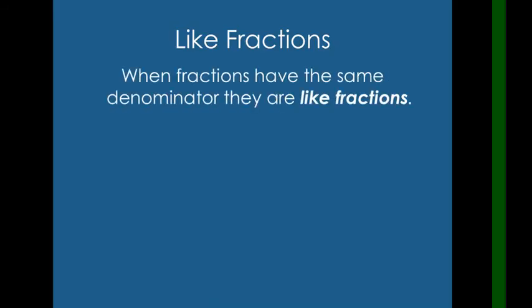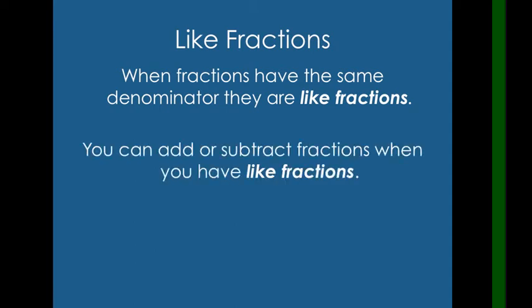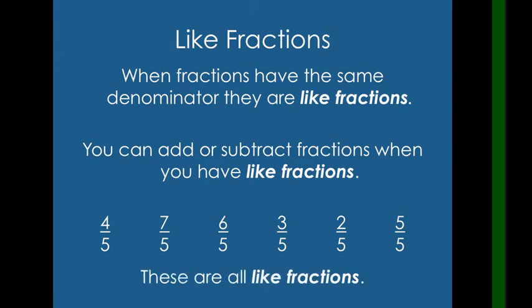When fractions have the same denominator, they are like fractions. So pareho ang mga denominators nila, ang tawag natin sa kanila ay similar fractions or like fractions. You can add or subtract fractions when you have like fractions. Example, 4 over 5, 7 over 5, 6 over 5, 3 over 5, 2 over 5, and 5 over 5 are like fractions or similar fractions. Ibig sabihin, sila yung mga fractions na pare-pareho ang denominator. So these are all like fractions.